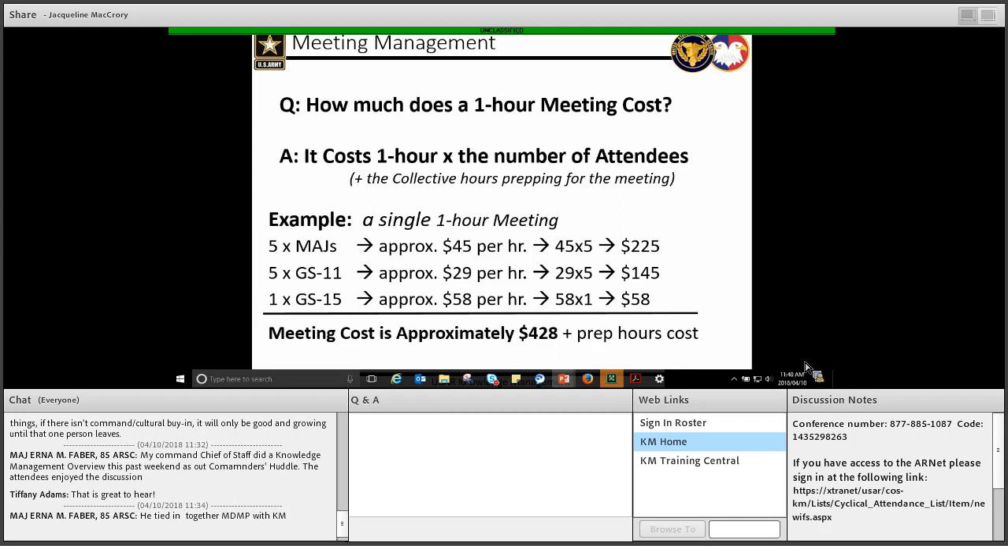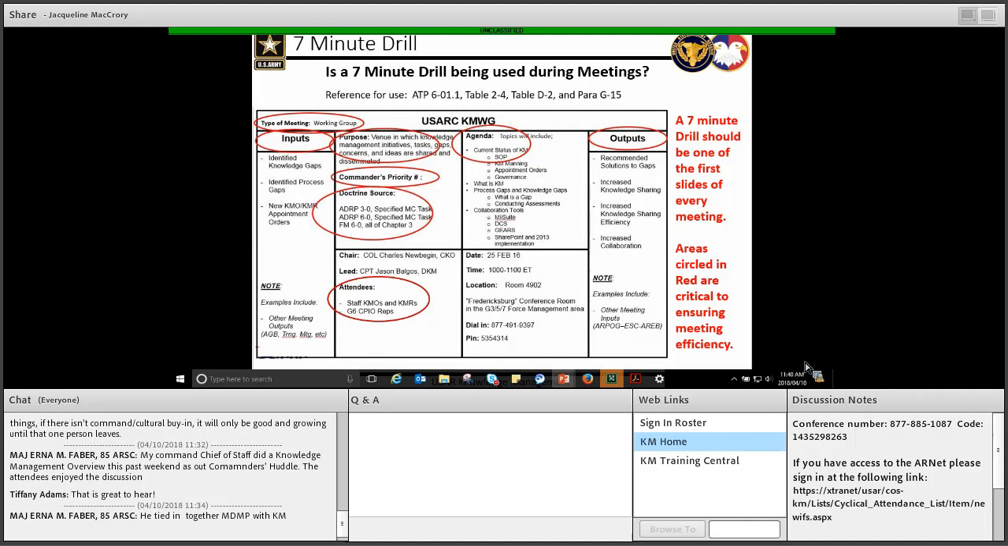So you can see it's quantified here. Of course, we've talked about if you have a general in the room, it's just going to compound from there. So we have an obligation and a responsibility to use these resources wisely. And one technique to do what we are talking about is a 7-minute drill. And this is an example of a 7-minute drill. It's a tool that we use in knowledge management to make sure a meeting is beneficial.